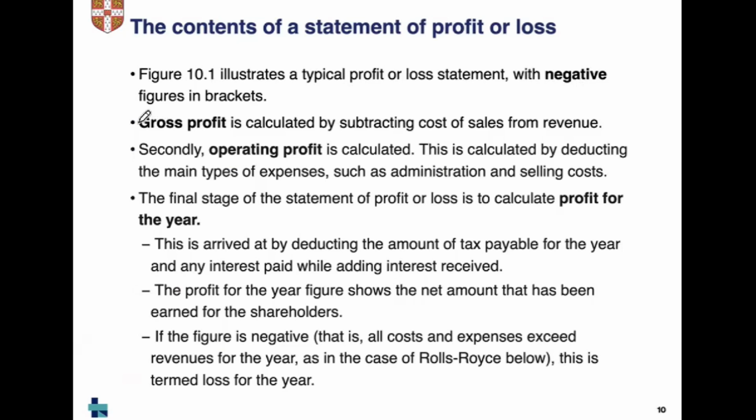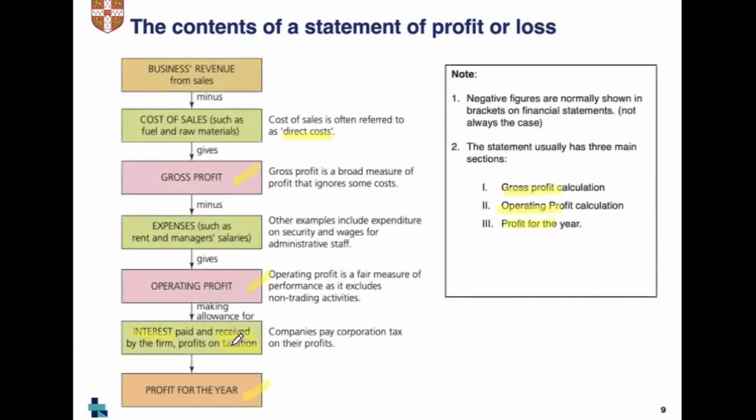So the first thing that we calculated is the gross profit. The second, we calculated the operating profit. And then the profit of the year is also calculated. And how is the profit of the year calculated? Number one, it says it is arrived at by deducting the amount of tax payable for the year. So I mentioned tax here, that taxation here is deducted from the operating profit to get the profit of the year. Taxation goes to the government.